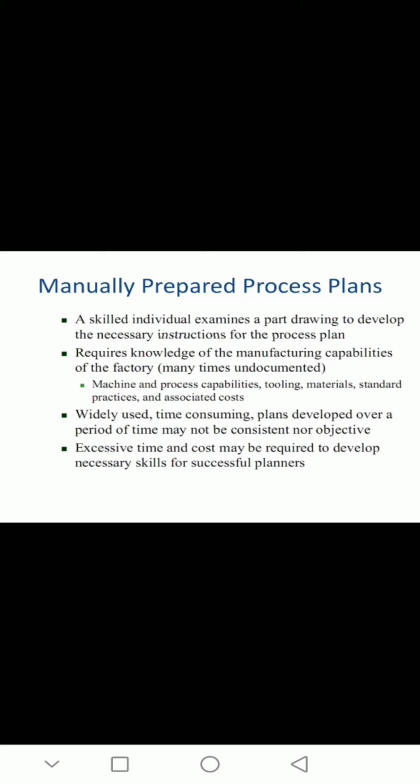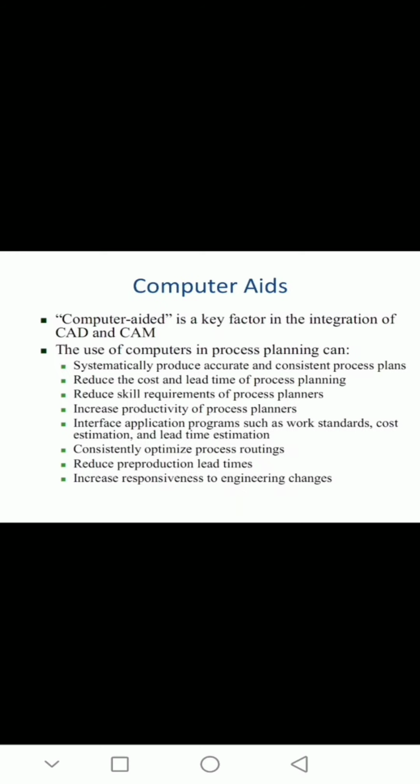One of the main drawbacks is that if the process planner retires or leaves that particular job in the industry, then a new person has to be hired to do the process plan. Again he must be given training on what machines, tools and materials are available in that industry, and it is a time consuming process for the new process planner. So that is the main drawback with the manual process plan. It is also the most time consuming process, and the cost associated with it is higher.